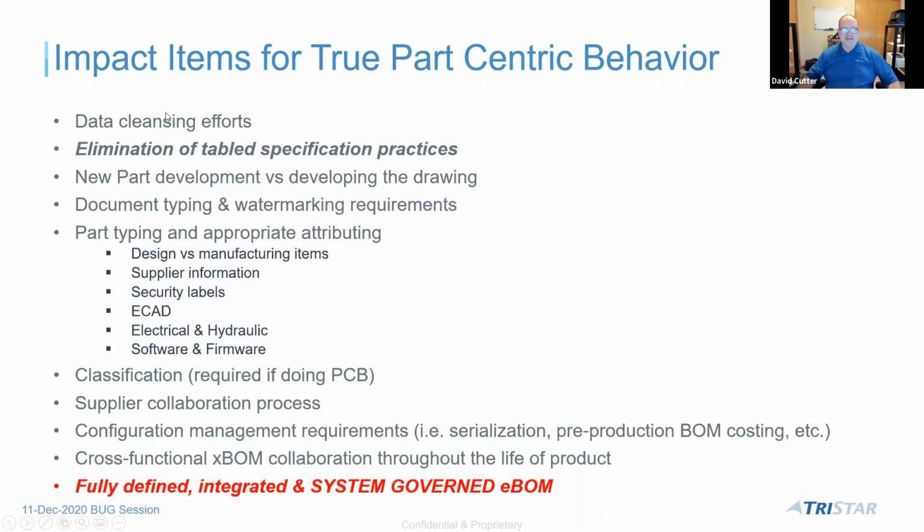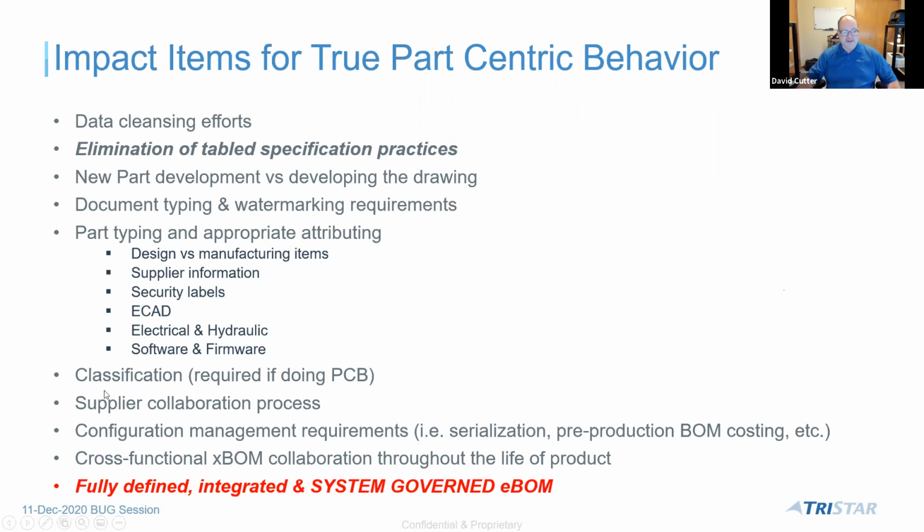So when we look at trying to set it up and get to being part-centric, you're going to have to go through a data cleansing effort in most cases. You want to have elimination of table specification practices. You want to have a new part development versus developing the drawing mentality. Document typing and watermarking, you may have requirements for those. Part typing, we can have different part types within Windchill, subtypes as we call them. And they in turn can have all their own attributes and other documents that are specifically tied to them.